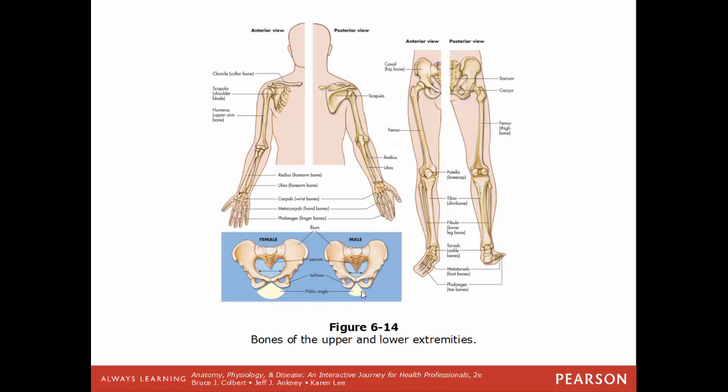And then here you have a comparison side by side of male versus female pelvic girdles, and a much wider angle here. The pubic angle is the angle between these 2 bones here. So for females, it's much wider compared to males, which is what you would need if you're going to carry a child and deliver a child.